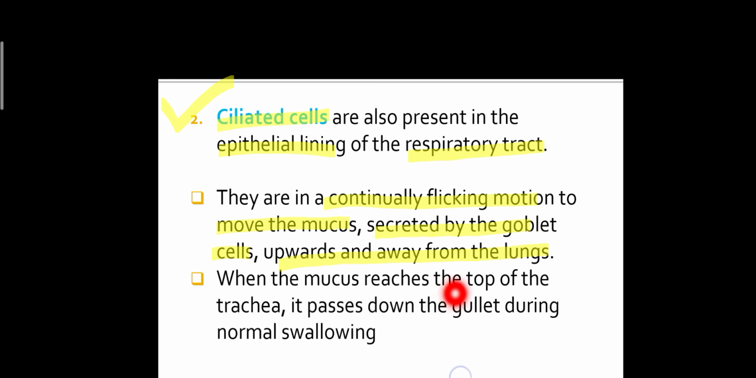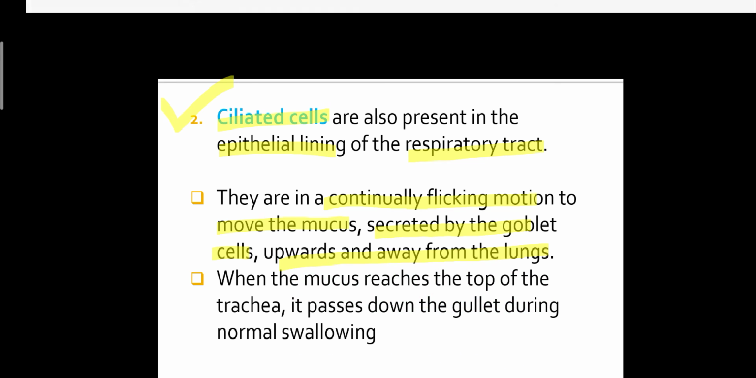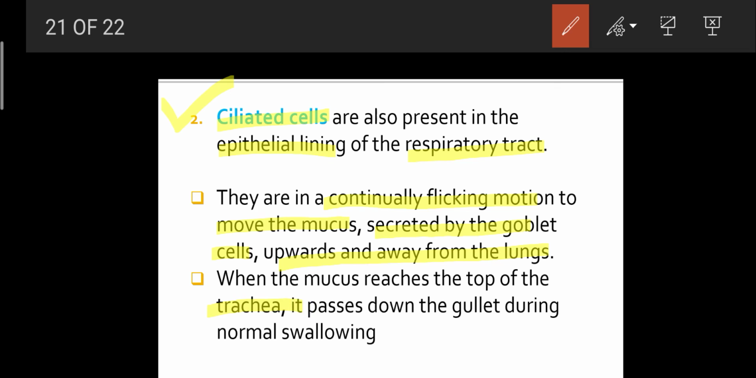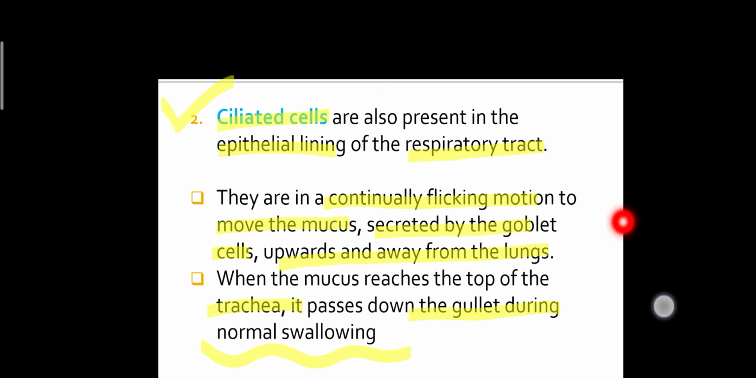When the mucus reaches the top of the trachea, it passes down the gullet during normal swallowing. So ciliated cells continually flick and move the mucus secreted by the goblet cells upward and away from the lungs.